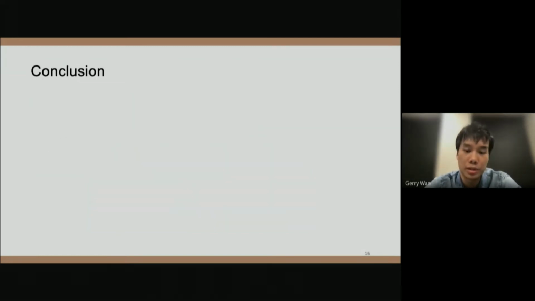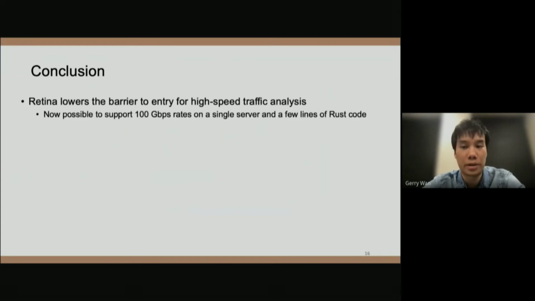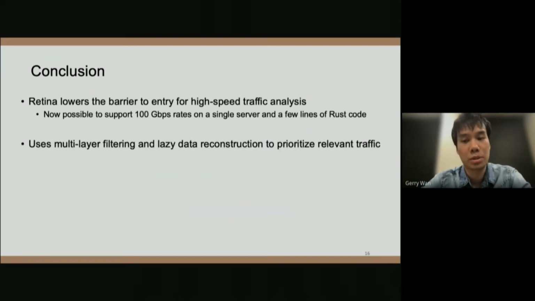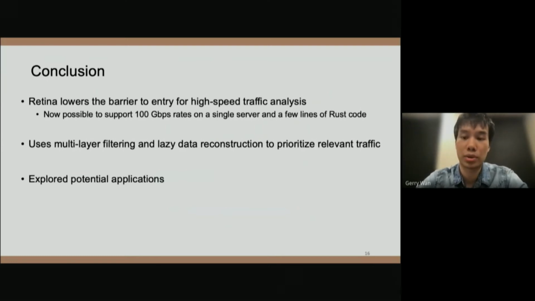In conclusion, Retina lowers the barrier to entry for high-speed traffic analysis, making it possible to support 100 gig traffic rates using a single commodity server and writing a few lines of Rust code. It uses a simple subscription interface that is compiled into an optimized analysis pipeline that uses multi-layer filtering and lazy data reconstruction to prioritize relevant traffic. We've also explored one case study where Retina can be used to easily uncover cryptographic anomalies in network traffic that would otherwise be extremely difficult to observe.